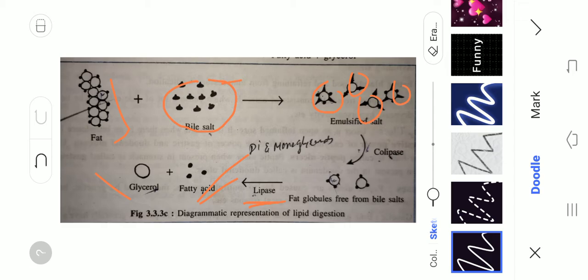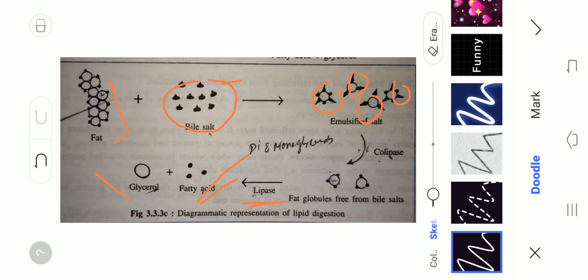After the complete digestion, what happens? Then the absorption process takes place. The small intestine has villi and microvilli, finger-like projections, which increase the surface area of absorption.